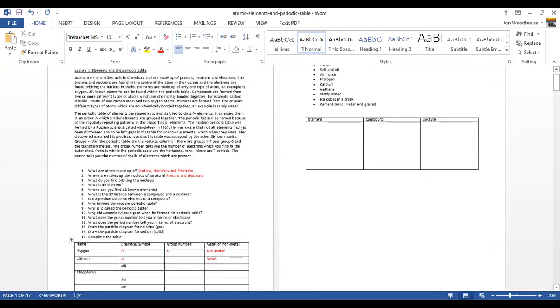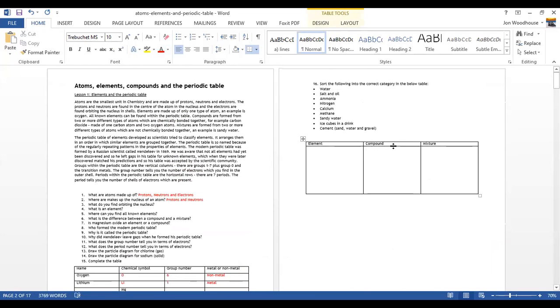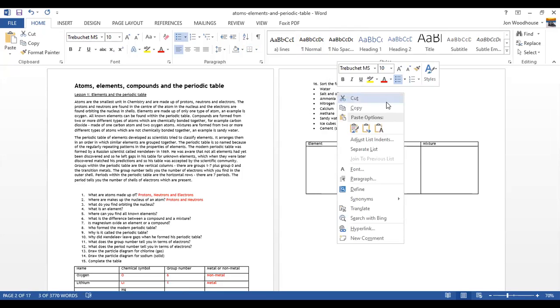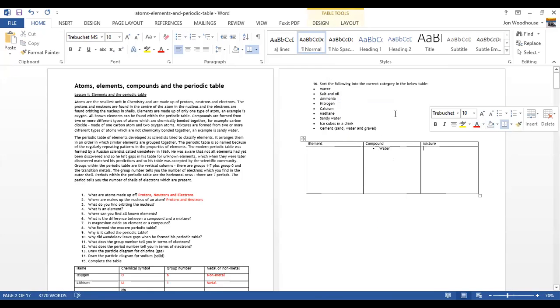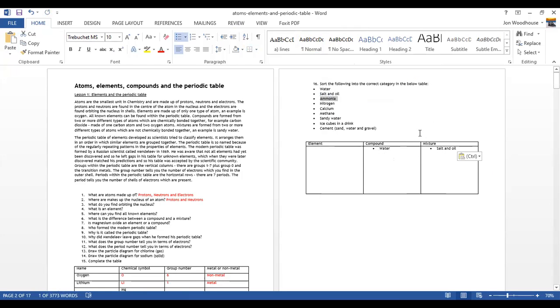And then if we look at the last table here, what we've got to do is work out which of these goes in which category. So water, well, water is made up of hydrogen and oxygen chemically combined, so it is a compound. Salt and water, well, these are both compounds and they are mixed together, so they are a mixture. So ammonia, well, I'm going to leave you to do that one now, and then we'll have a look at the answer in a moment.